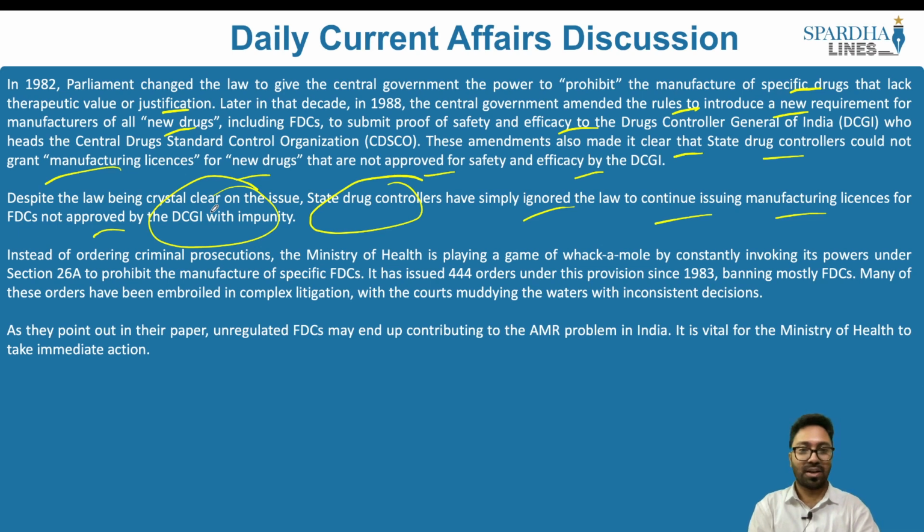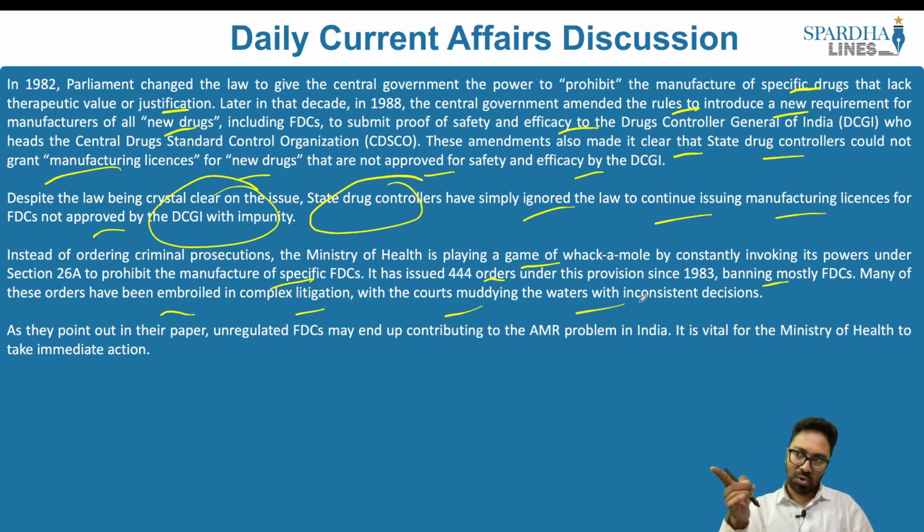So instead of ordering criminal prosecutions, the Ministry of Health is playing a game of hide and seek by invoking its powers under Section 26A to prohibit the manufacturing of specific FDCs. It has also issued 444 orders under this provision, banning mostly FDCs. Many of these orders have been embroiled in complex litigation, with the courts muddling the waters with inconsistent decisions. So there is a legal lacuna, and as a result, orders are being issued by the executive.